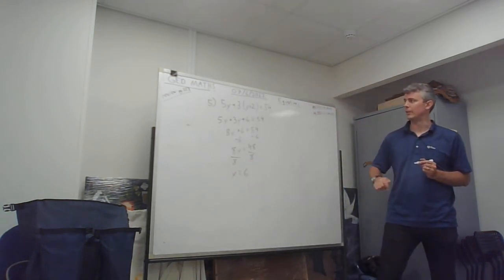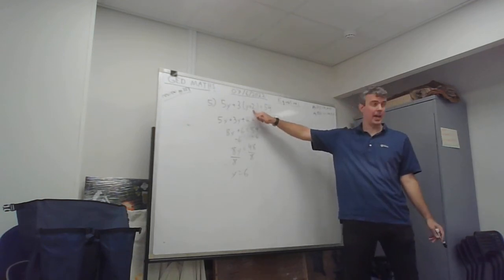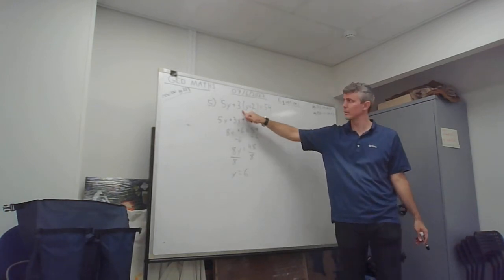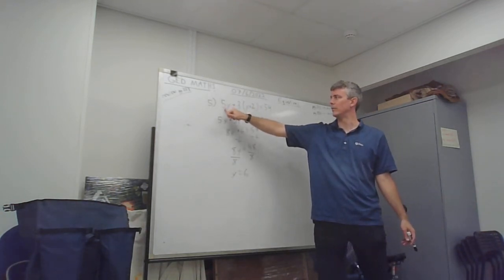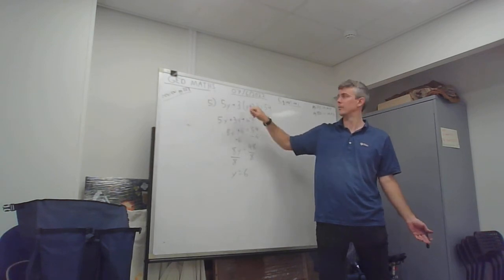And if you put it back in, y is 6, 6 plus 2 is 8, 8 times 3 is 24, and 5 times 6 is 30. 24 plus 30 is 54.